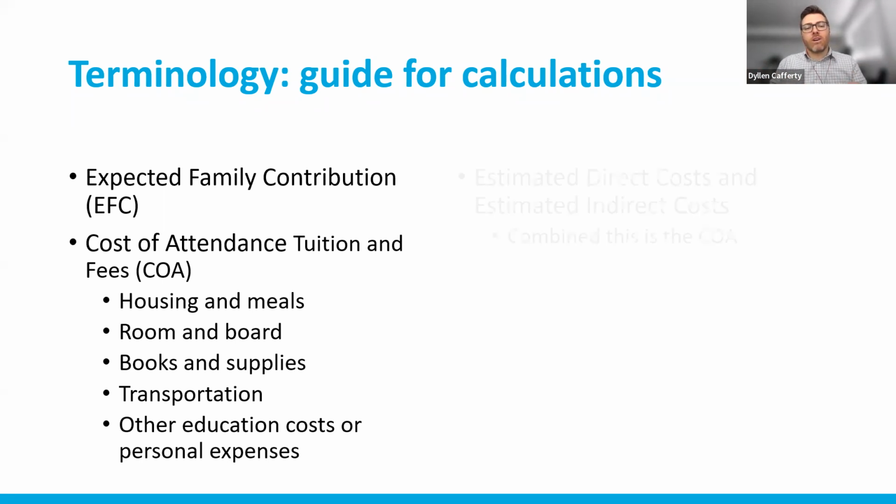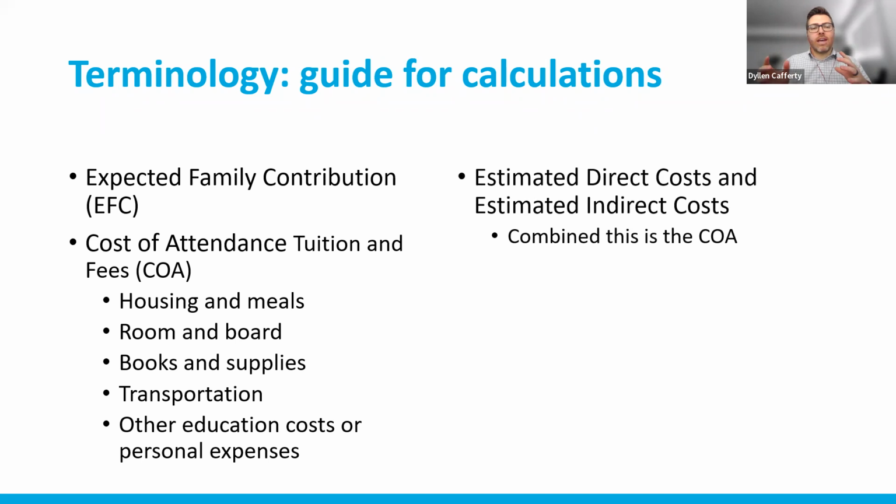But do know when you're looking at the cost of attendance, those are split up into two different things. We've got direct costs and indirect costs. Direct costs are going to be your tuition and fees. It's the item that the student will be required to pay to be able to attend the college. The indirect costs are those estimates that the institution has provided of what they think it's going to cost the student, for example, those other items: housing, meals, books, supplies, transportation, etc.